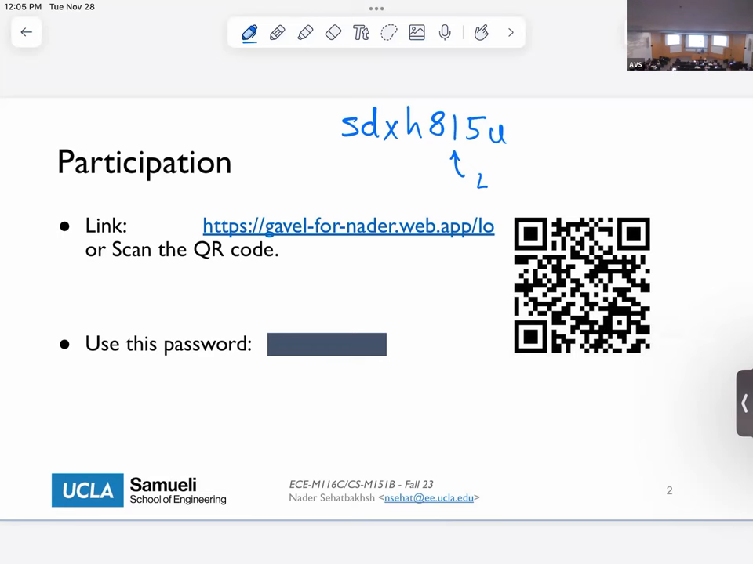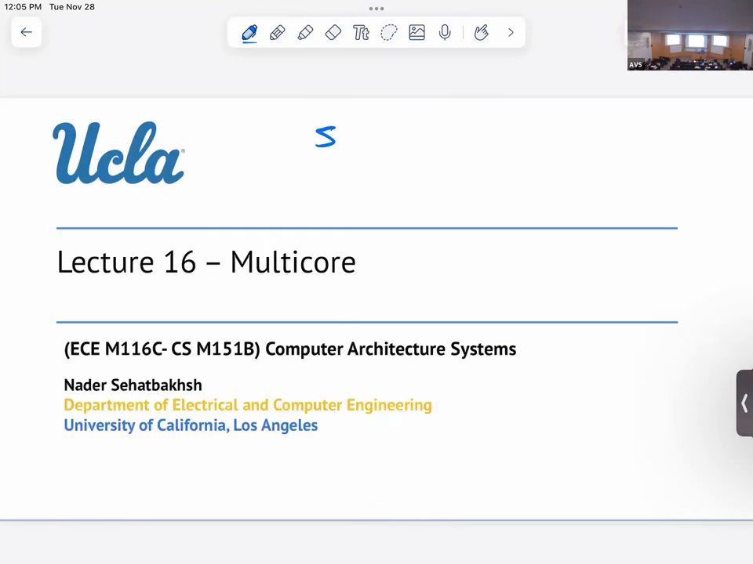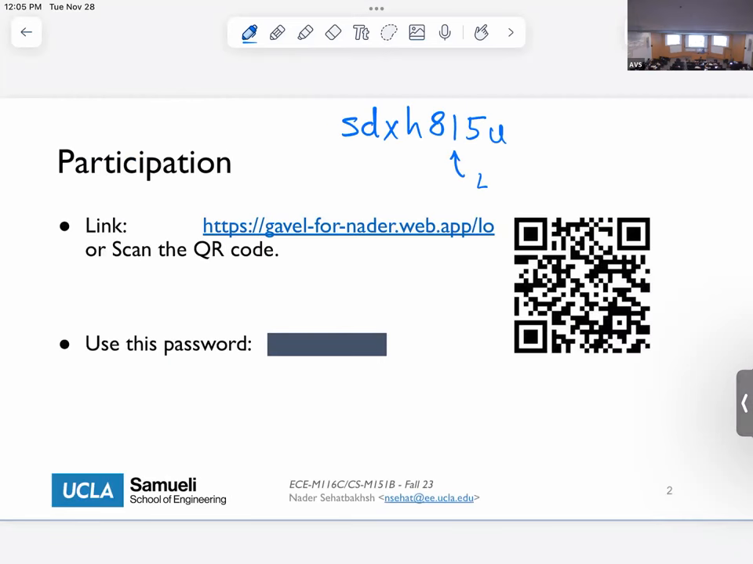All right. So today I want to talk about multi-core. Hopefully you had a good mini break and recharged a little bit so that we can finish these last few weeks of the quarter. This is the last concept that we're going to talk about in this class: multi-cores. We're going to talk about two important things in multi-core systems: coherency and consistency.